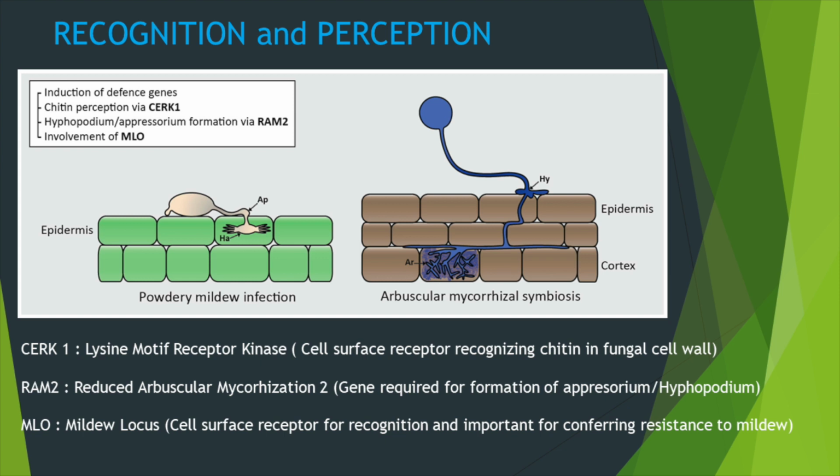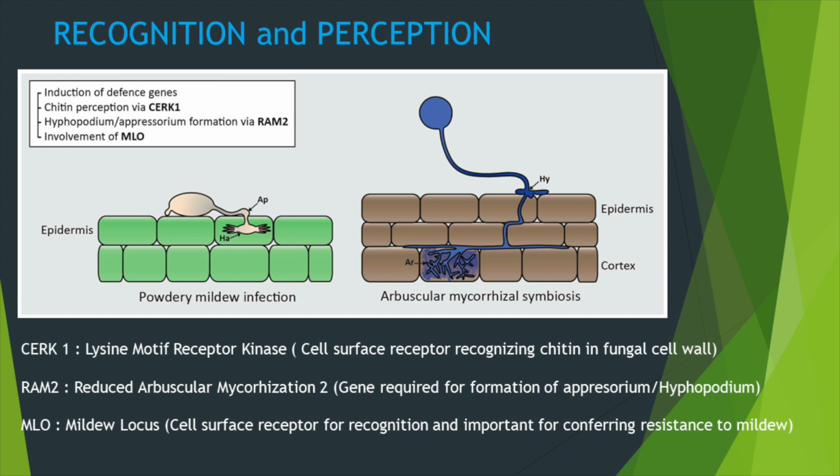The second receptor is called RAM2, which is the reduced arbuscular mycorrhization 2 gene. It detects the presence of the appressorium. The appressorium is also called the hyphopodium. The fungus will produce an appressorium or a hyphopodium, and this is detected by the receptor RAM2. The third molecule that I have mentioned in this figure is the MLO locus, which is the mildew locus. It is also a surface recognition molecule, and it confers resistance to the mildew infection. So these are some of the examples.